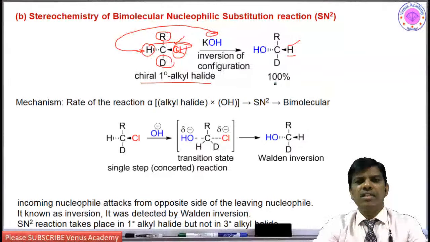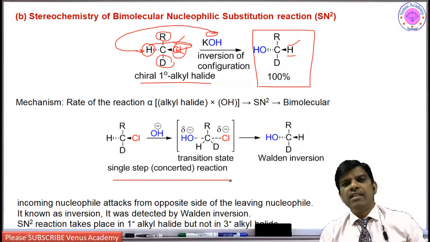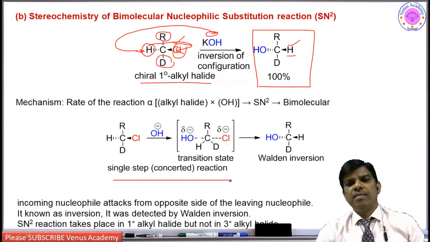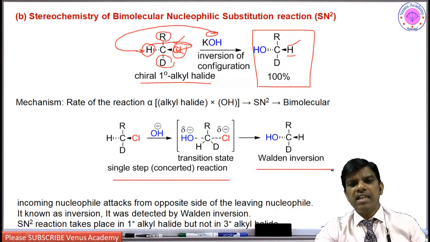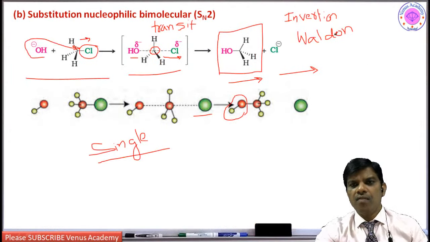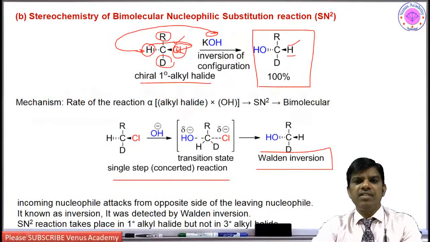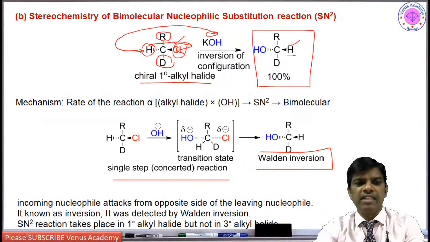Yes students, so this is how you are going to get only one product 100%. What is happening? The mechanism takes place through a transition state, and since it is a single step, this is known as a concerted mechanism, and the inversion is what I said, Walden inversion. Yes, this inversion is going to be named as Walden inversion. What is inversion and retention? I am going to explain in this video itself.